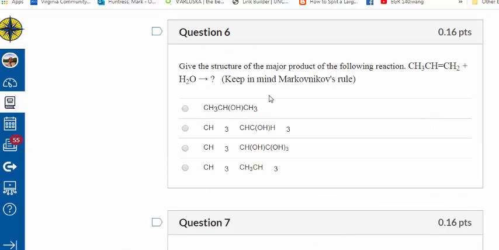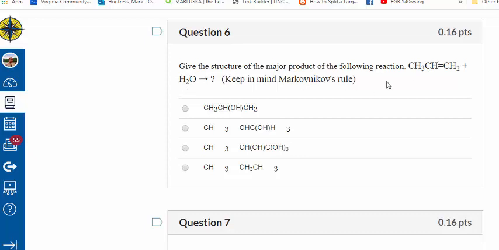Okay, this one's a bit of a mess, but if you look at it long enough, you can see there's only 1 or 2 possible reasonable answers here. This one's ridiculous because there's no way you're going to add 3 hydroxy groups from one water.